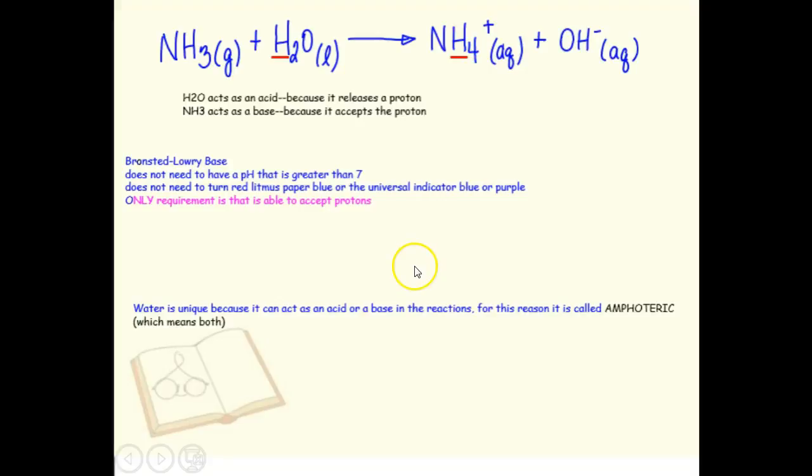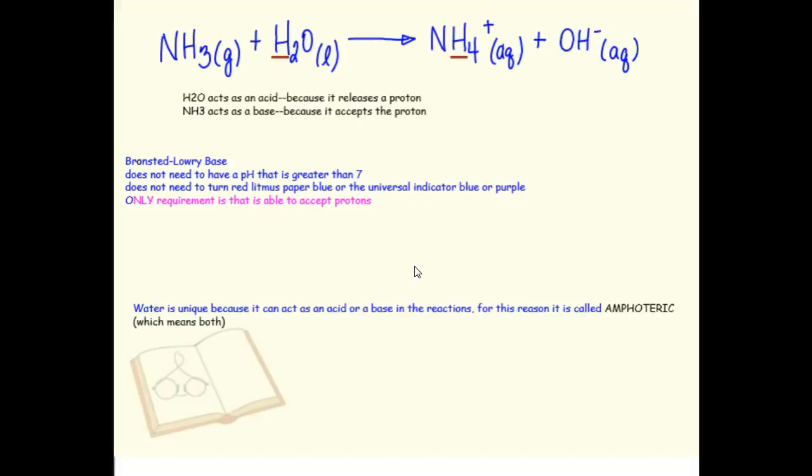So with Bronsted-Lowry bases, we don't have to worry about the pH. We don't have to worry that it is greater than 7. We don't have to worry if it changes the litmus paper to any color. All we have to do is to be able to look at our equation and determine which is our acid, which is going to be donating the proton, and which is our base, what's going to accept it.